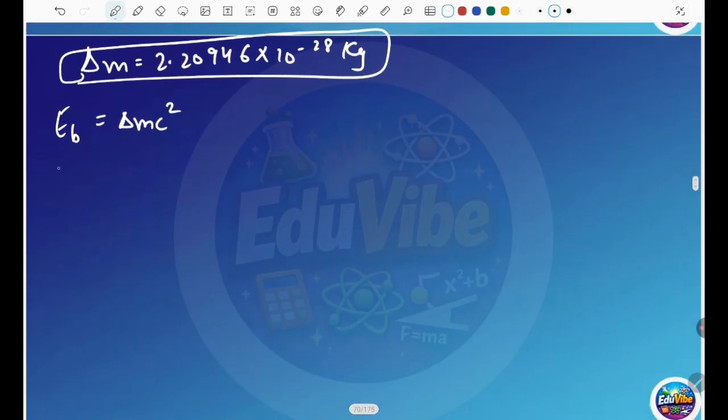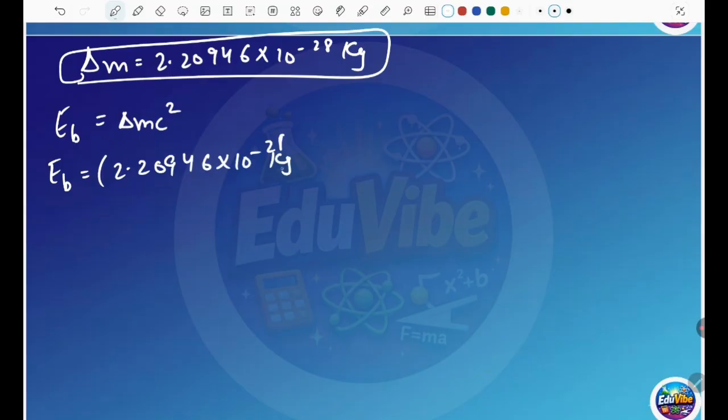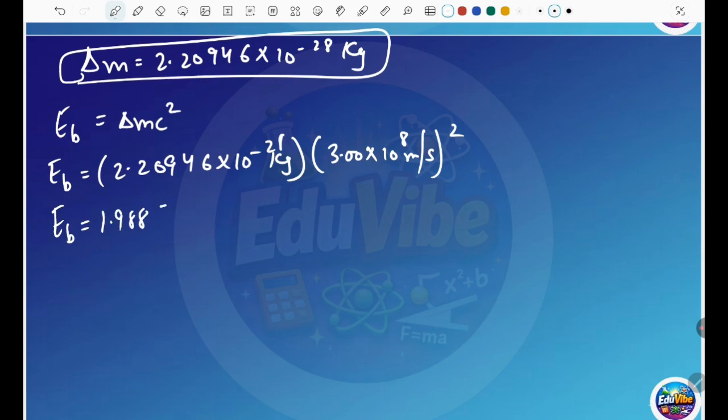You have to convert this. So this is equal to 2.20946 into 10 raised to power minus 28 kgs, and we have c squared of this. When you find this, you get about 1.9885 into 10 raised to power minus 11 joules.